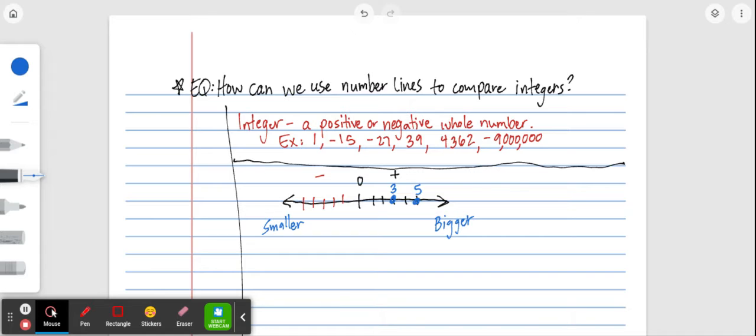So I'm going to write that over here on the right-hand side. On the number line, bigger numbers are further right.